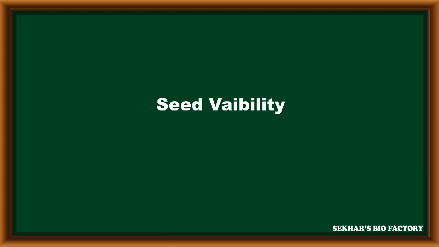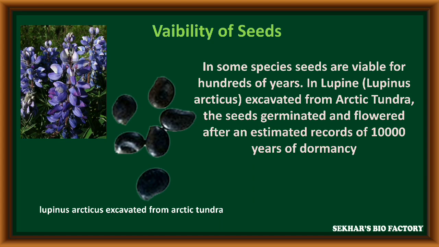Seed viability. In some species, the viability may last for hundreds of years. For example, the Lupinus arcticus plant. The seeds of this plant were excavated from the Arctic tundra. The seeds germinated and produced flowers after an estimated record of nearly 10,000 years of dormancy. These are the Lupinus arcticus seeds excavated from the Arctic tundra.